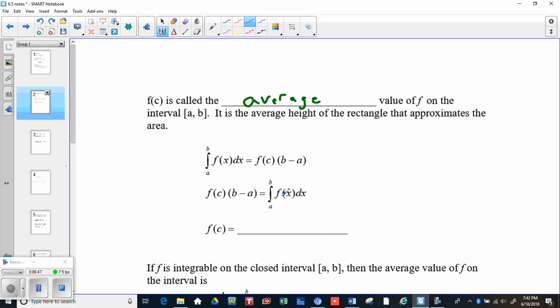Nothing wrong there. But typically we want to find that average height. We want to find that f of c. So to do that, we would divide the whole thing by b minus a, or more commonly, it would be written this way.